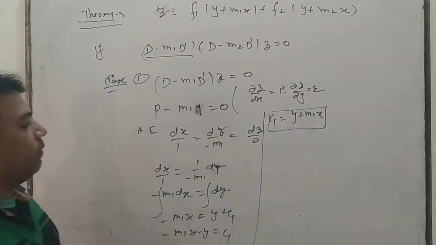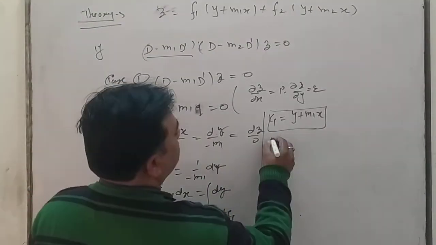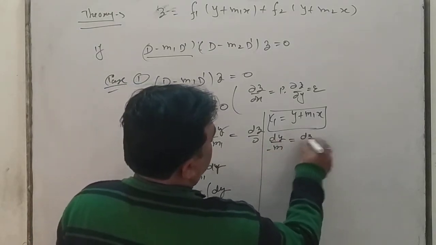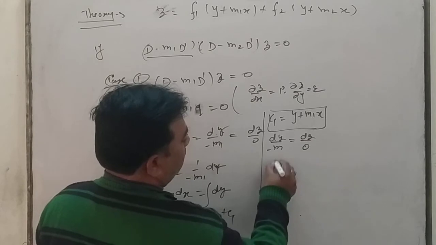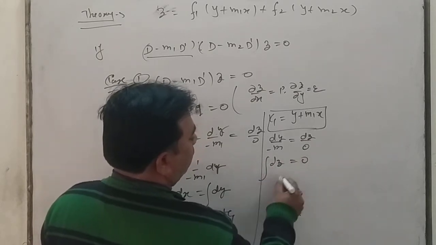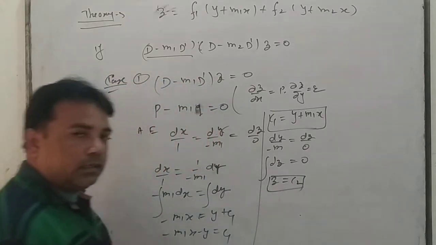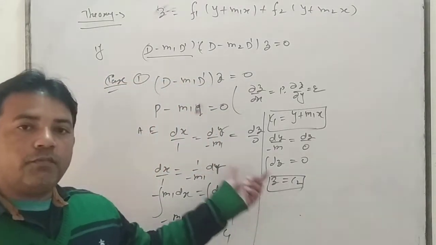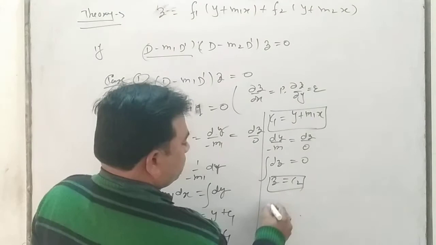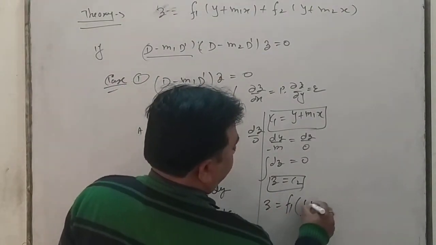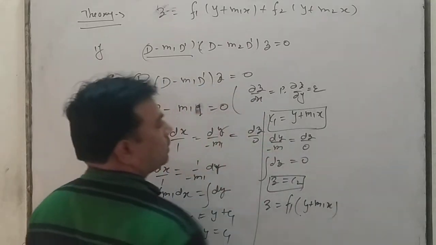Again you take the value of the second and third. Then dy over minus m equals dz over 0. Cross multiply, then dz equals 0. On integrating, z equals c2. Then the complete solution of this we write in the form of z equals f1 of y plus m1 x.